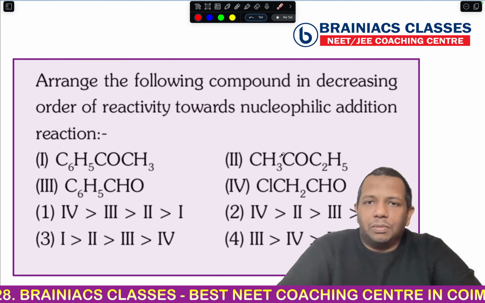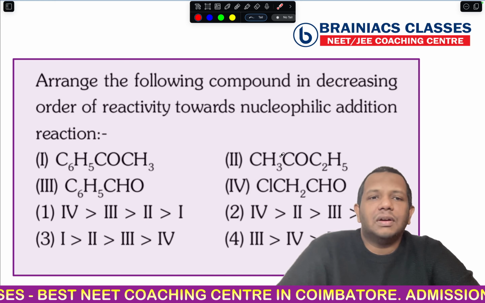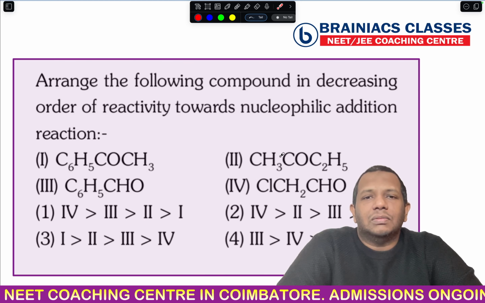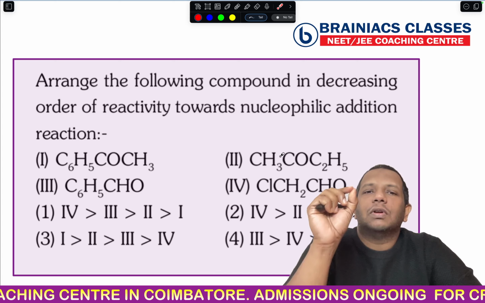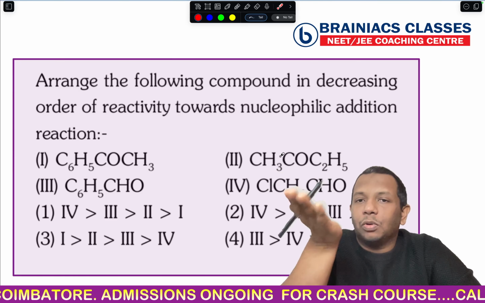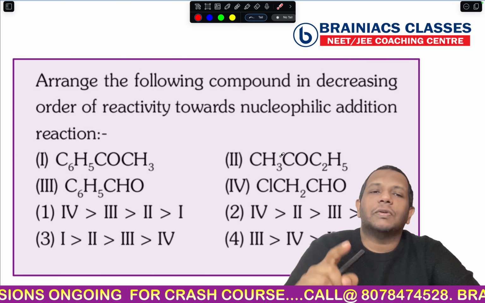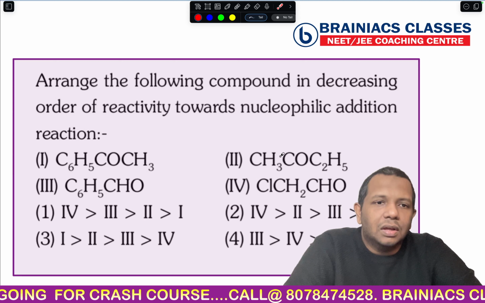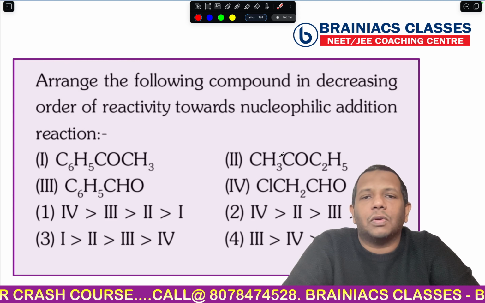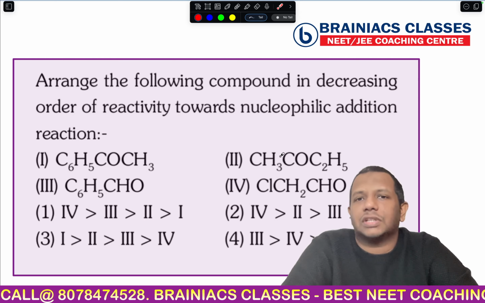Arrange the following compounds in the decreasing order of reactivity towards nucleophilic addition reaction. Again, we know the rate of nucleophilic addition reaction depends only on the first step. That means the more positive charge on the carbonyl carbon, the faster the nucleophile can come and attack. So we need to see in which of the following 4 compounds the carbonyl carbon has more positive charge.